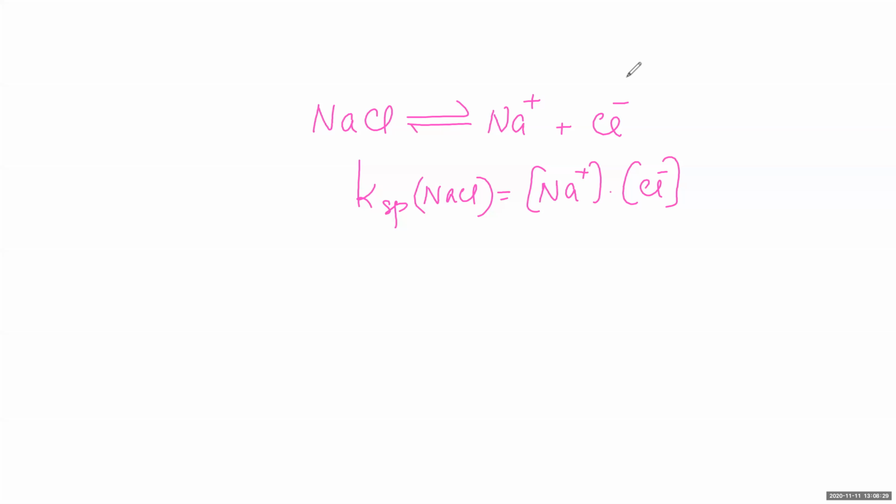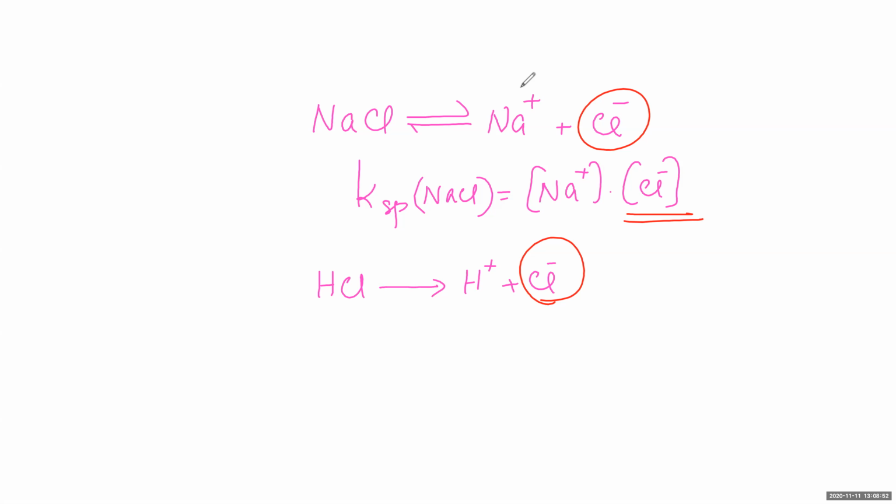Now you pass hydrogen chloride gas through this. Then hydrogen chloride ionizes, giving H plus and Cl minus ions. So now what happens to the total concentration of the ions? The concentration of Cl minus increases. The total concentration of Cl minus increases, but the product of Na plus and Cl minus should be a constant.